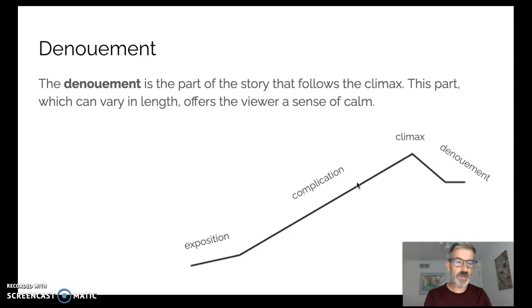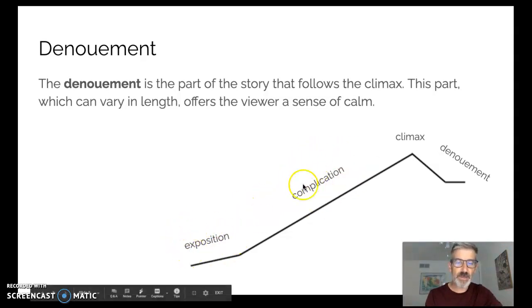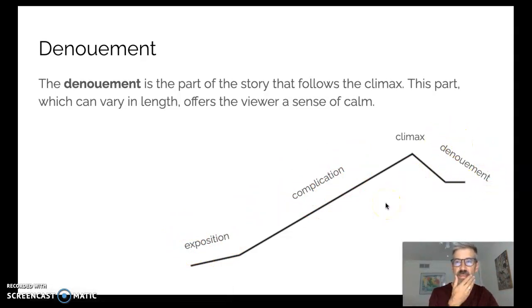You'll often hear storytellers talk about the three parts of a story, the three acts of a story, and that's basically the exposition, the complication, and the denouement. So those are really the three acts of a story.